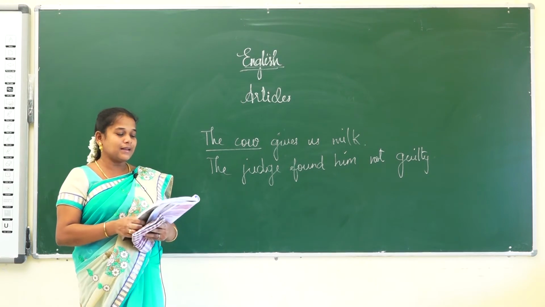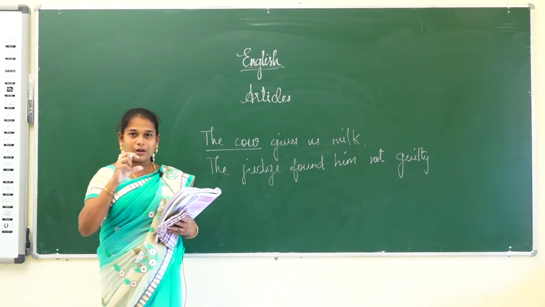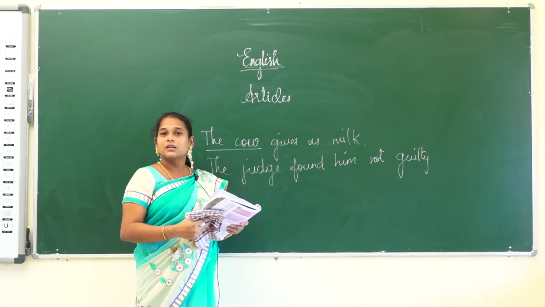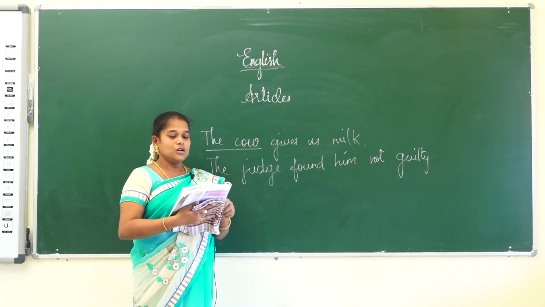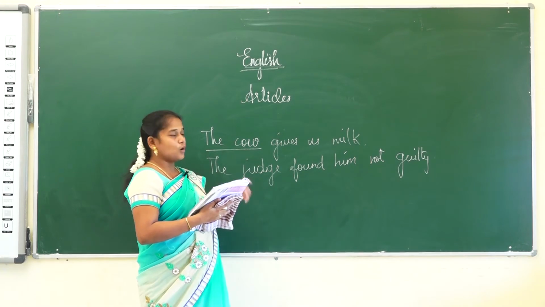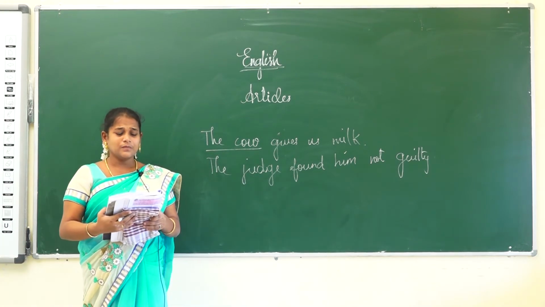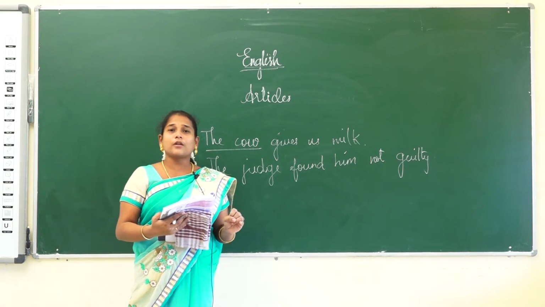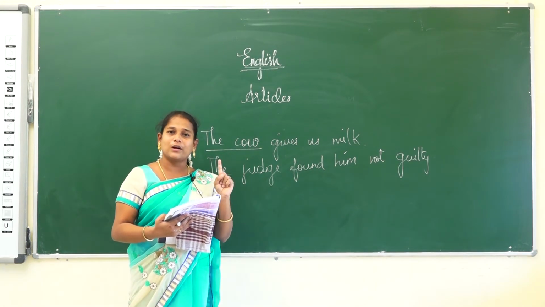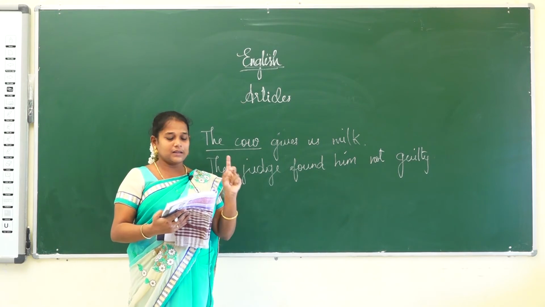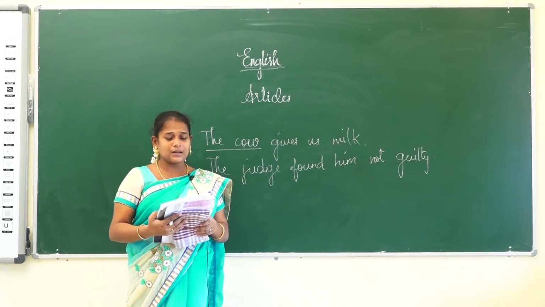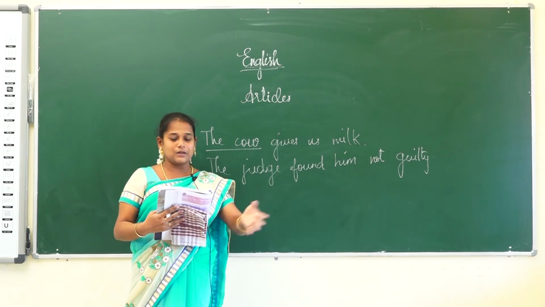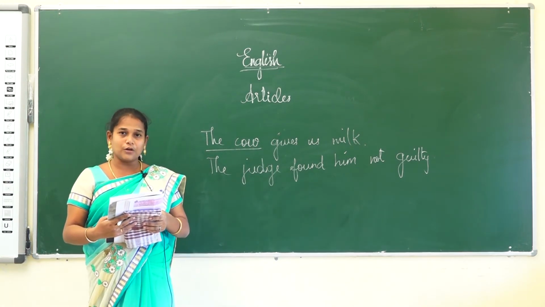And then the next: if one singular thing is representing the whole gender, we will use the term the. So, the judge, the cow we had used. Next, when there is only one such thing. So the third one, we use it at the place where there is only one thing, the sun, the earth. Next, we use the before the ordinal number. Ordinal number means the first, second, third.